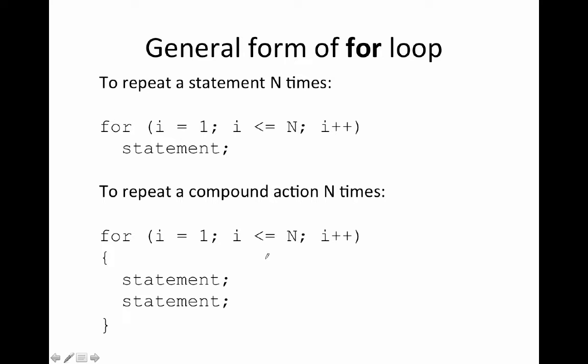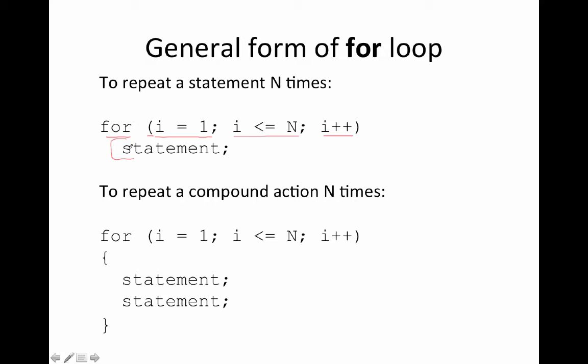So here's the general form of a for loop. If you're going to repeat just one statement n times, where n might be the value of a variable or a constant, the for loop looks like this. We have the word for, and then in parentheses, basically three things. i gets the value of 1, i less than or equal to n, i plus plus, and then the action is the next statement after that. So the statement there is what we're going to repeat n times.